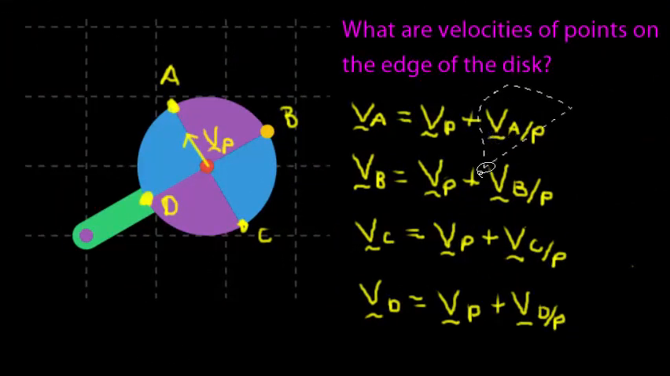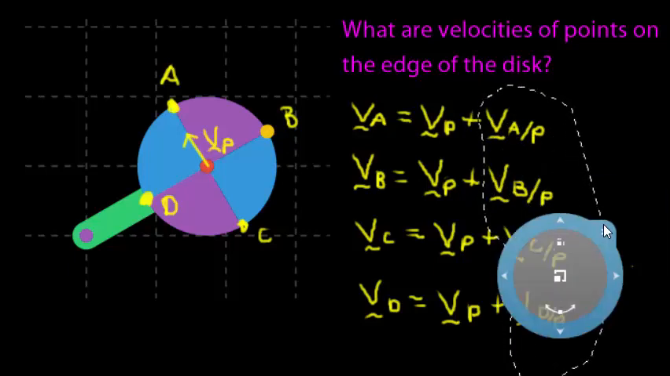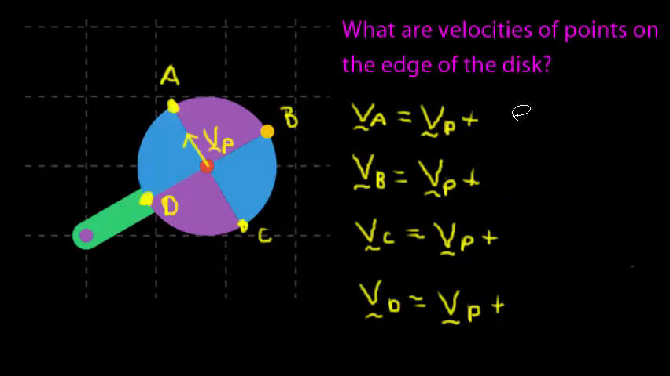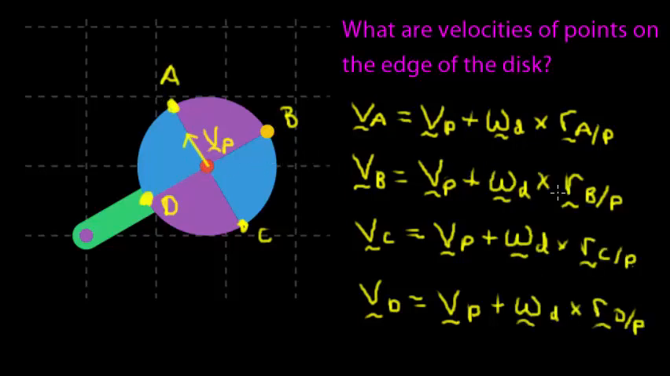So for all these relative velocities right here, let me lasso them, get rid of them. I can replace those with a vector cross product. So in place of the velocity of point A relative to P, I can write omega d. This is the angular velocity of the disk, right? Vector cross product with the position of point A relative to point P, right? The same expression we had before. And I can do the same thing with the rest of these.